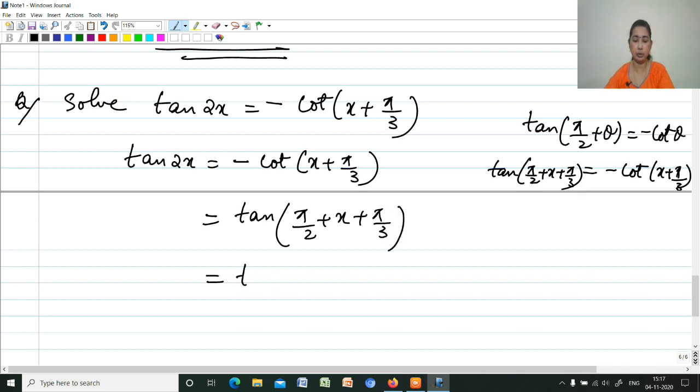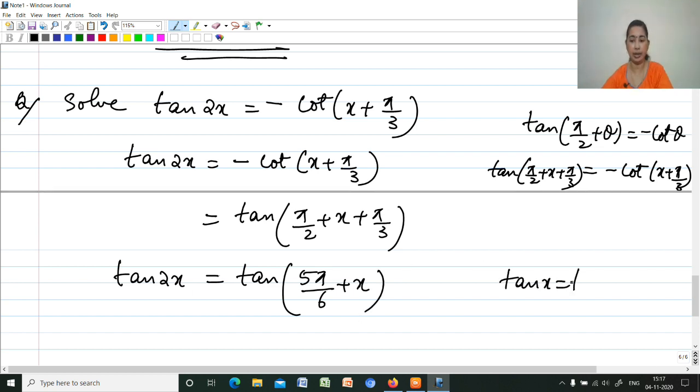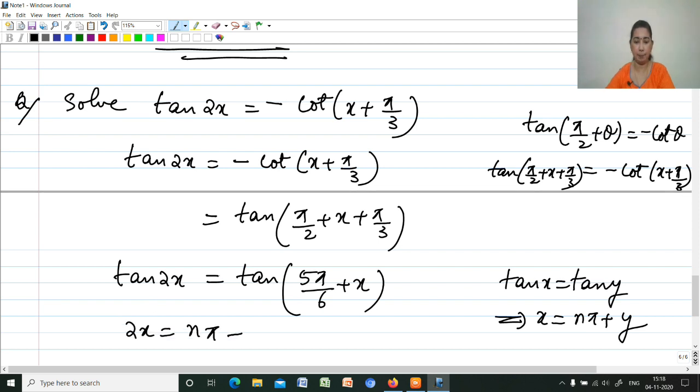And that is equal to, this side is tan 2x. So tan of pi by 2 plus pi by 3, that is 3 pi plus 2 pi, 5 pi by 6, plus x. Now we have got the form tan x equal to tan y. If tan x equal to tan y, then x equal to n pi plus y. So the same thing we can apply here. So 2x equal to n pi plus y, where y is 5 pi by 6 plus x.